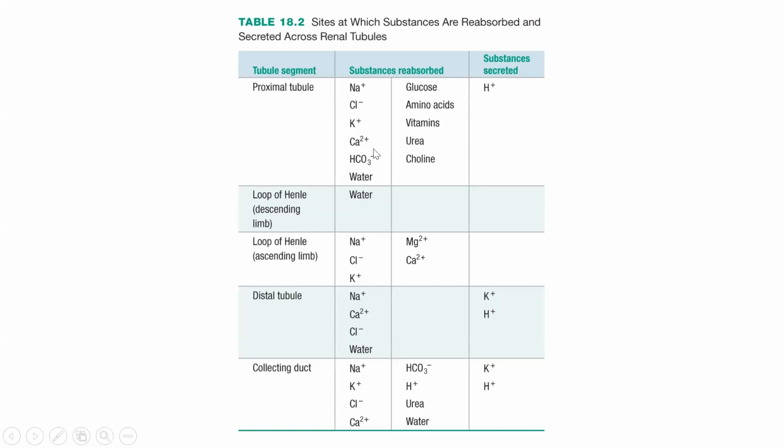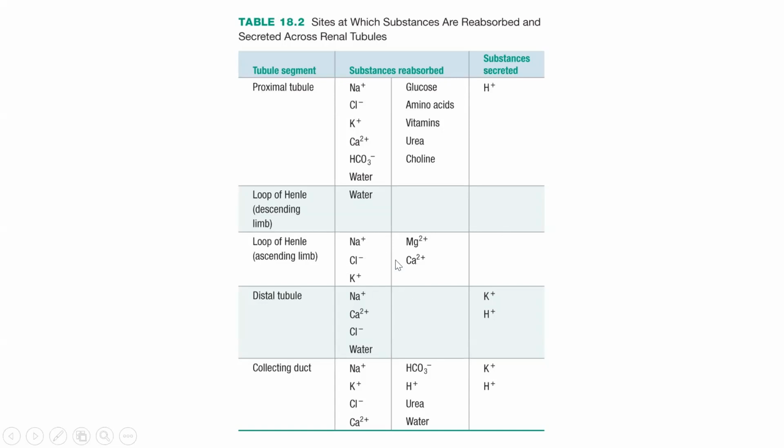The second trend is that water is reabsorbed everywhere except the ascending limb of the loop of Henle. So we've got water reabsorption at the proximal tubule, water reabsorption at the descending limb of the loop of Henle, water reabsorption in the distal tubule, and the collecting duct. And this really speaks to how important it is to reabsorb water. So water reabsorption takes place everywhere except for this ascending limb.